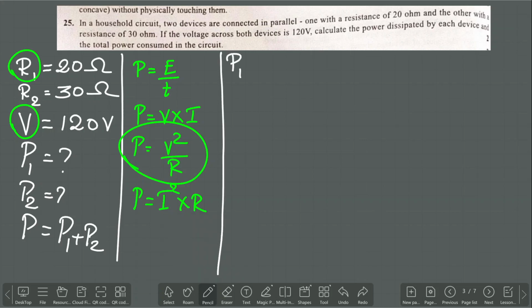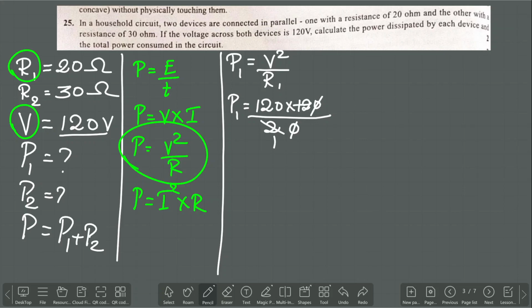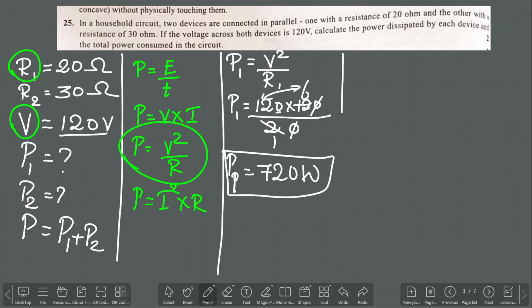Let us calculate first P1. P1 is equal to V square by R1. So P1 is equal to V square means V into V. What is the value of V they gave? 120. So 120 into 120 by what is the value of R1? 20. 0, 0 will get cancelled each other. 1 2s are 6, 2s are. So P1 is equal to multiply 12 and 6 alone. 12 6s are 72. 1 0 is over here, add at last. 720 watt.